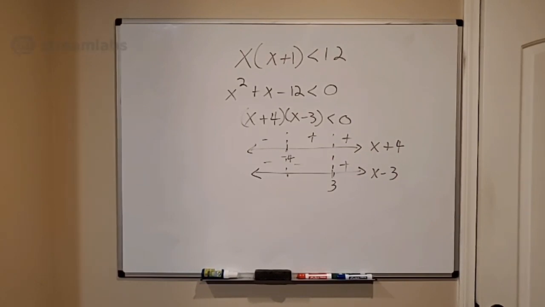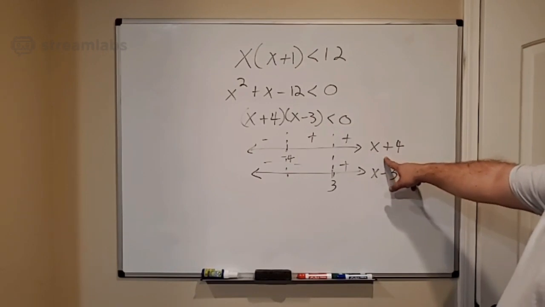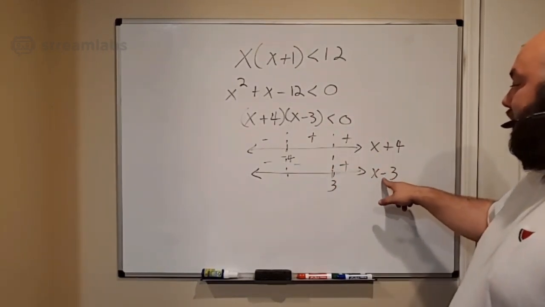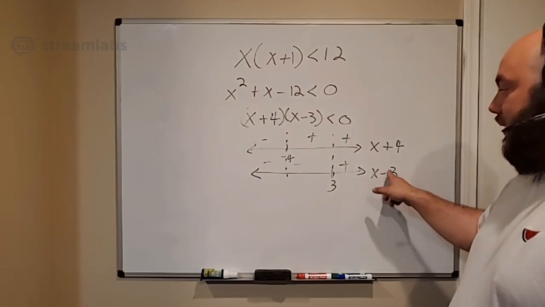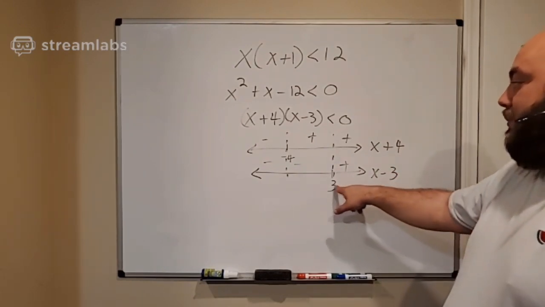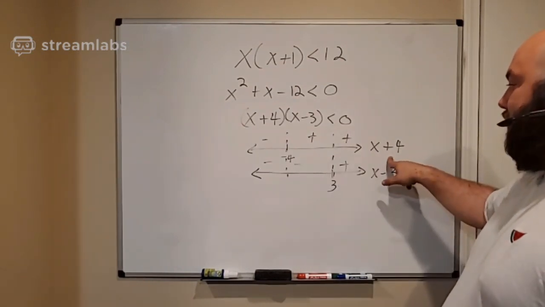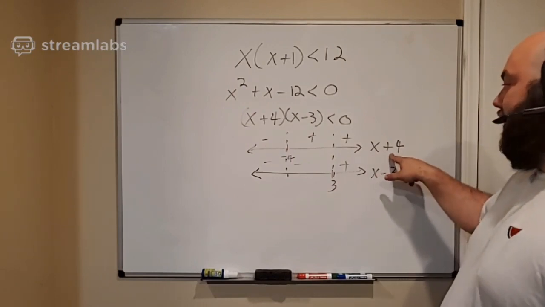Wait, how did you find those signs? What makes x plus 4 zero? Negative 4. And then what makes x minus 3 zero? 3. Okay, so those are the numbers that go on my number line. If I go to the right of negative 4, x plus 4 will be positive. If I go to the left of negative 4, x plus 4 will be negative. And then I did the same thing on the x minus 3. It's just like a derivative analysis.